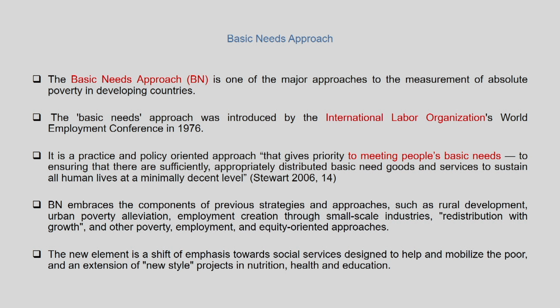In terms of the writings of Francis Stewart, he says that the basic needs approach basically gives priority to meeting people's basic needs, to ensuring that there are sufficient, appropriately distributed basic needs goods and services to sustain all human lives at a minimally decent level. So, basic needs embraces the components of previous strategies and approaches such as rural development, urban poverty alleviation, employment creation through small scale industries, redistribution with growth and other poverty, employment and equity oriented approaches.